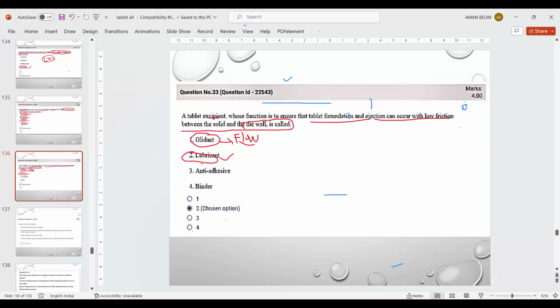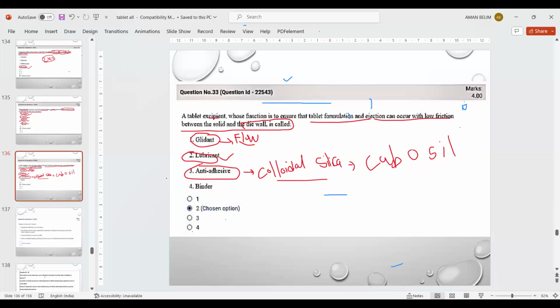Okay, and what is the work of anti-adhesive and which anti-adhesive we use? Colloidal silica, right? Cabosil is the brand name. This is used as an anti-adherent. Anti-adherent means that your tablet does not stick to the die wall. If it sticks to the die wall, it is called a sticking problem. This is also one of the tablet manufacturing problems, which is sticking. To solve that sticking, we add the anti-adhesive. The example is colloidal silica, and the brand name is Cabosil.